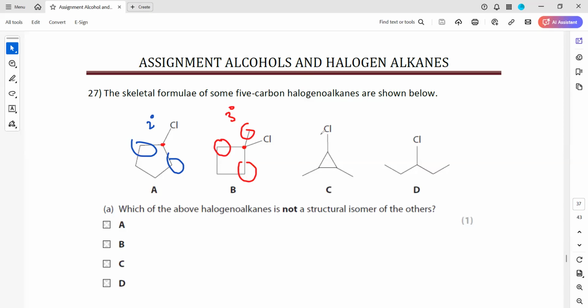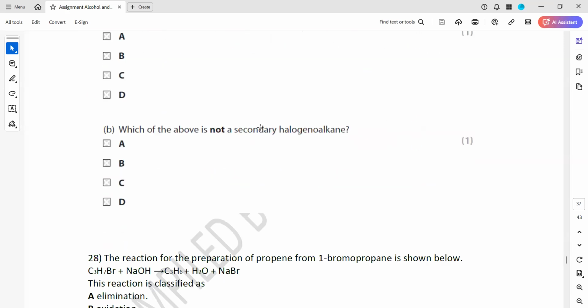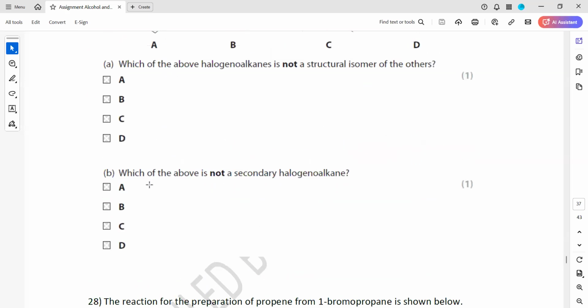But what about C when we check? Carbon is attached with a halogen. How many carbon chains are around? 1 and 2. So this is also secondary. And a carbon is attached with a halogen. How many carbon chains are around? 2. So this is also secondary. So the structure B is a tertiary halogenoalkane. So we write B.